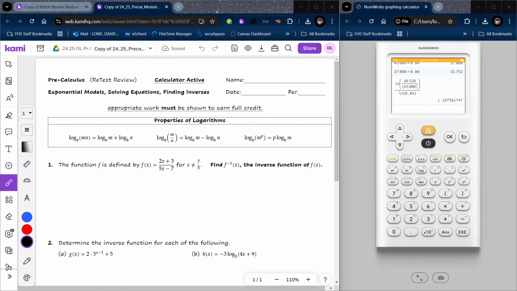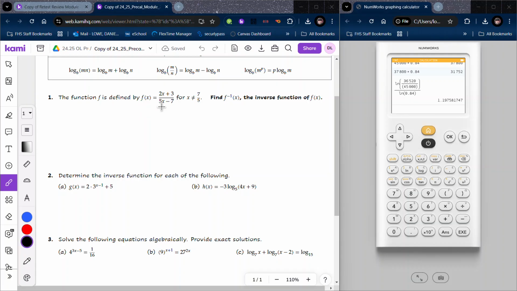Okay, for this last video on the retest review for exponential models, solving equations, and finding inverses, we're going to be focused on finding inverses and solving equations. We're going to have our calculator, but we need to recognize how to do some of the work without a calculator.